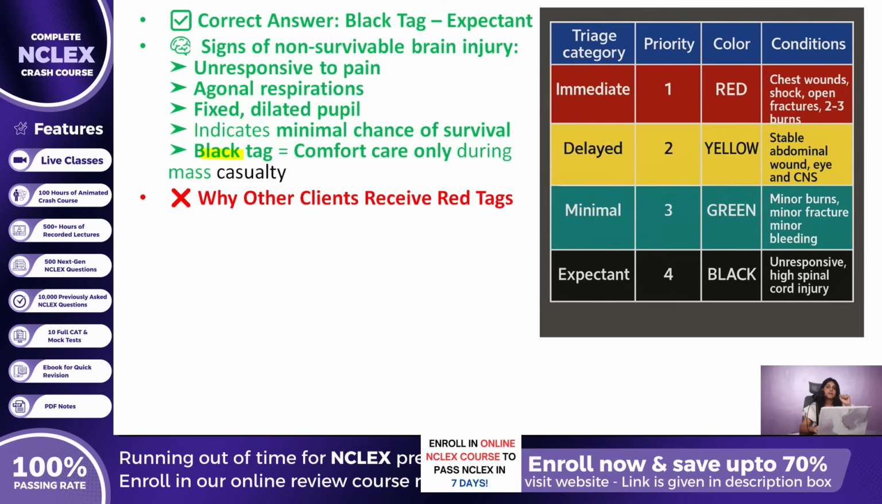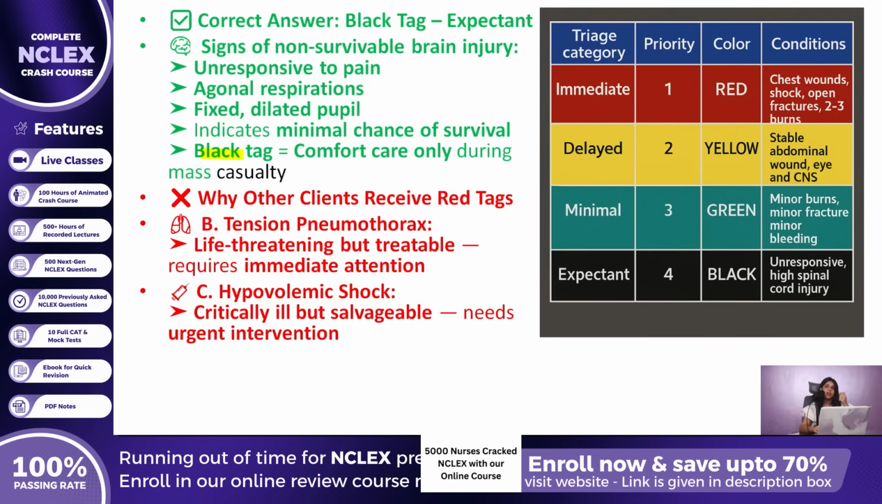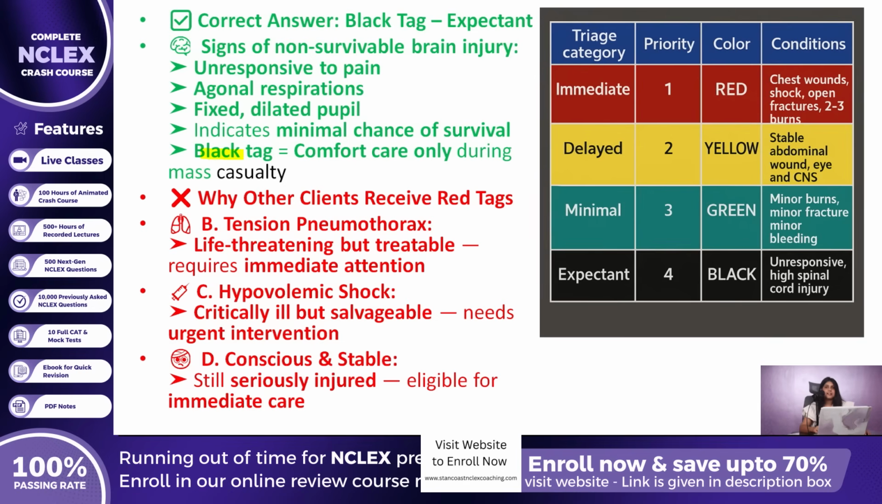Option B likely has a tension pneumothorax, requiring immediate treatment, red tag. Option C shows hypovolemic shock, but is potentially survivable, red tag. Option D, though injured, is conscious and stable, also warranting a red tag. Black tags are reserved for those unlikely to survive to prioritize resources. Moving to the next question.